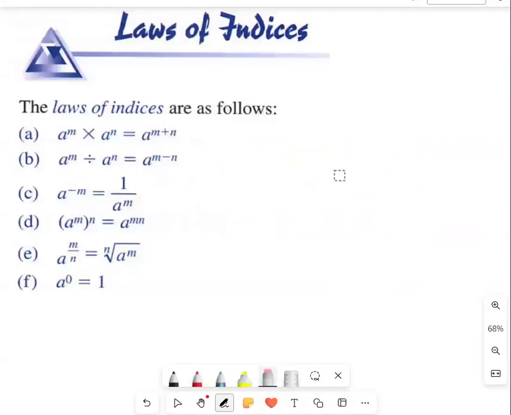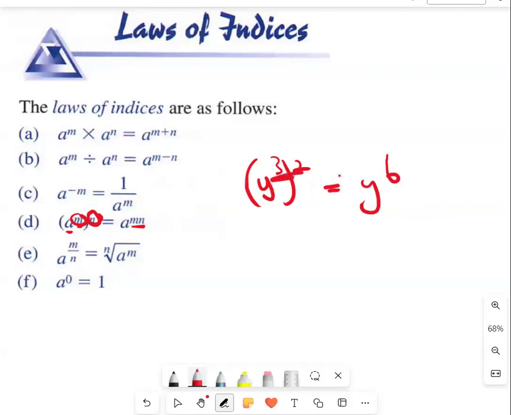Then look at this one. If you have a to the power m, and all of that is raised to the n power, you can now multiply the m by the n. And that is what a is raised by. Right? So I'll give you an example. You have y cubed, you square that, you will get y to the 6. It's like you multiply these two.